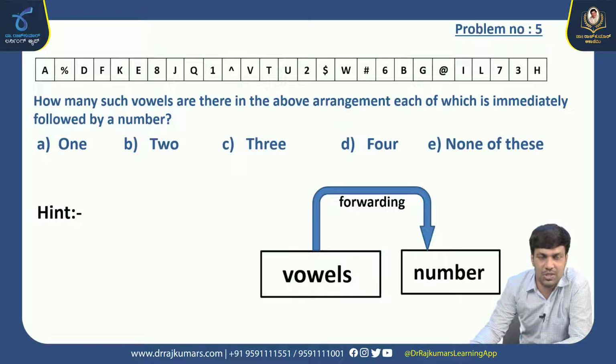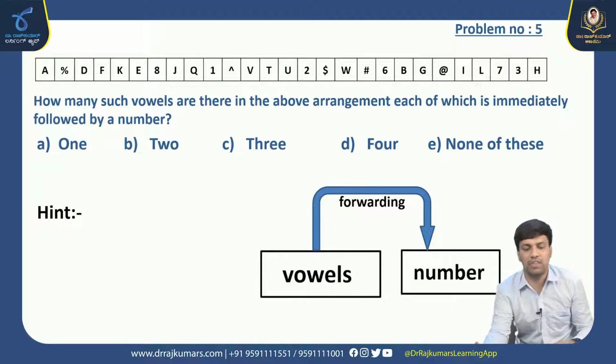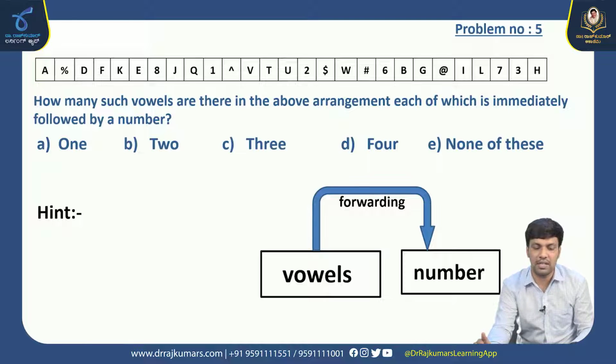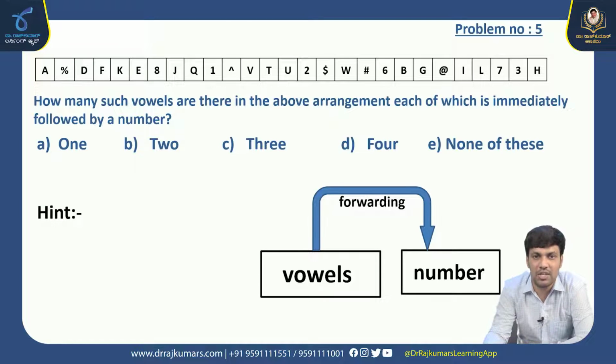Moving on to our very next question. Here we go. How many such vowels are there in the above arrangement, each of which is immediately followed by a number? Here we need to search for a vowel in such a way that it should be immediately followed by a number. In the preceding we don't have any condition. In the preceding condition we may have a letter, number or symbol, anything.